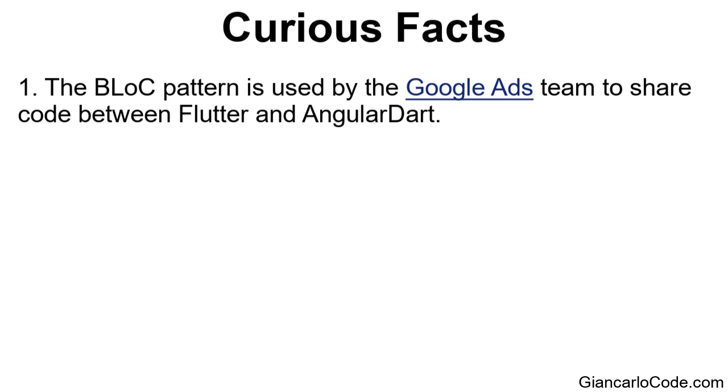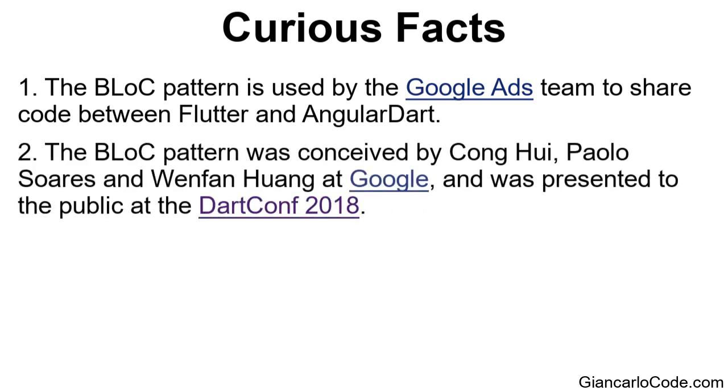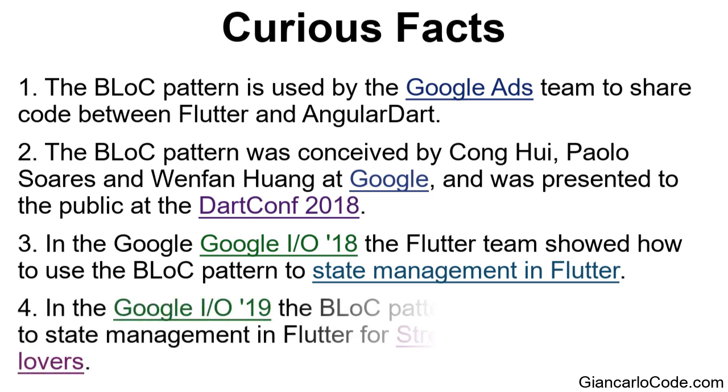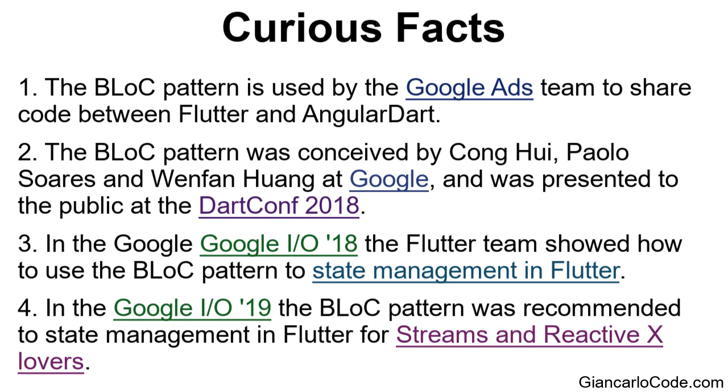Curious facts. The BLoC pattern is used by the Google Apps team to share code between Flutter and Angular Dart. The BLoC pattern was conceived by Cong Hui, Paolo Soares and Wen Fan Huang at Google and was presented to the public at the DartConf 2018. In Google I/O 18, the Flutter team showed how to use the BLoC pattern for state management in Flutter. In Google I/O 19, the BLoC pattern was recommended for state management in Flutter for streams and ReactiveX lovers.